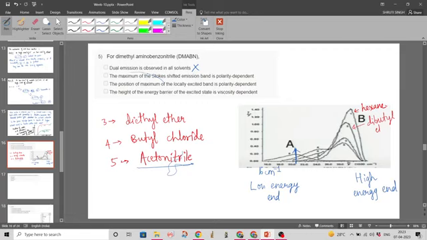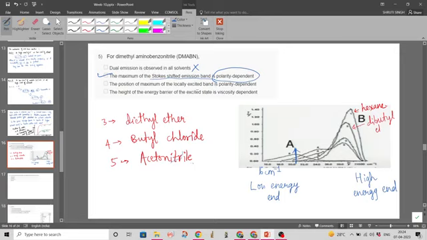So it is true that the maxima of the Stokes shifted emission is polarity dependent. It is coming from the most polar solvent. All the others are non-polar and this acetonitrile is polar, and it is coming at Stokes shifted. So B option is true.